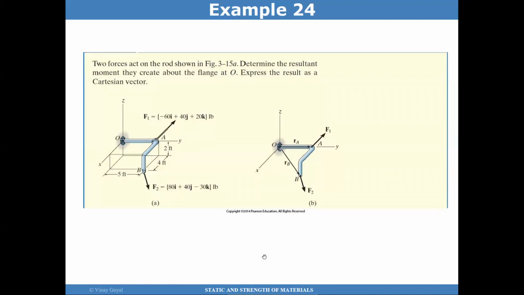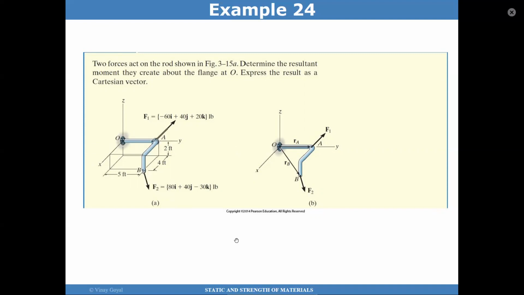In this example, we're going to examine two forces acting on a rod and to determine the resultant moment they create about the flange at O. So again, create a position vector from O to A and a position vector from O to B. You know the coordinates of point A, you know the coordinates of point O, you know the coordinates of point B, and so now you can determine a vector that goes from O to B or O to A.